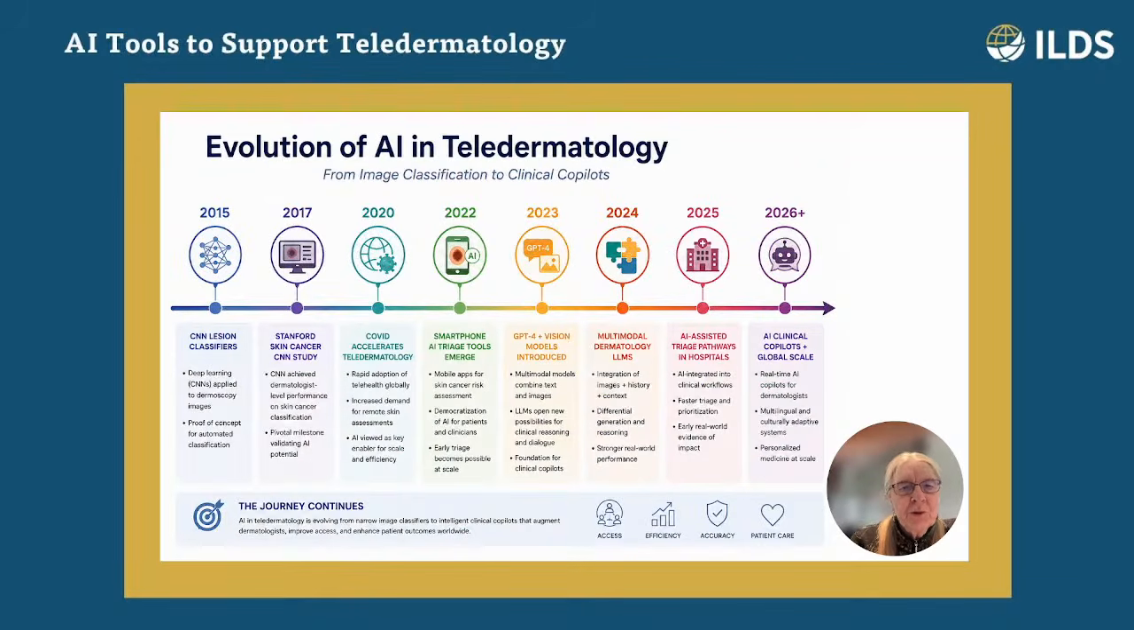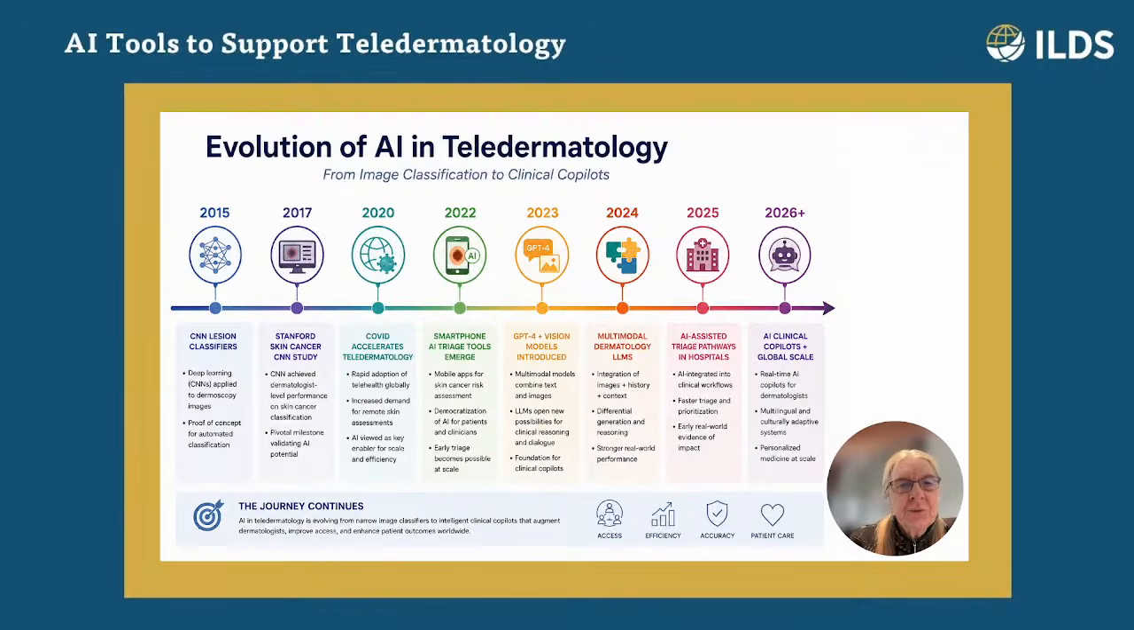AI in teledermatology has evolved over the years. In 2015, that's really only 11 years ago, CNN lesion classifiers began to be talked about. The hallmark 2017 Stanford skin cancer CNN study achieved dermatologist-equivalent results in a laboratory. In 2020, we were all using a lot more teledermatology because of COVID worldwide.